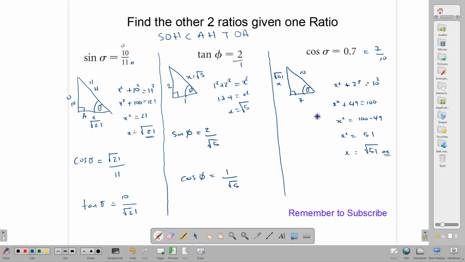And now that you have that, we can write down the other two apart from cos. The other two are sine and tangent. So the sine of the angle will be equal to opposite over hypotenuse, which is root 51 over 10, and the tangent of the angle is equal to the opposite, which is root 51, over the adjacent side, which is 7. These situations come up a lot in multiple choice papers, like I said, and it makes sense to know them. It makes sense to become familiar with them.